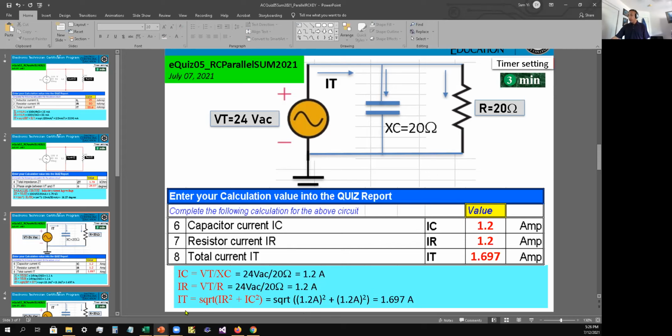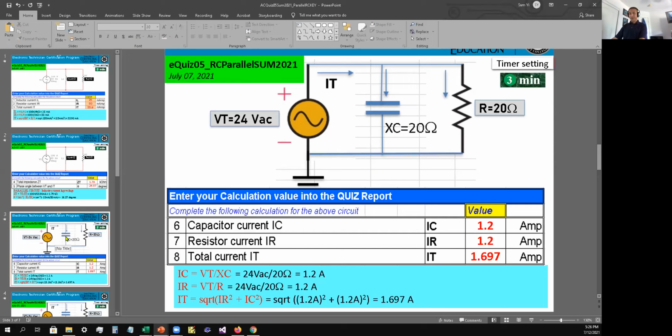Now we get the total current IT. IT equals the square root of the quantity IR squared plus IC squared, which is the square root of 1.2 amps squared plus 1.2 amps squared. You take the square root of that, and it comes to 1.697 amps. You can round it to 1.7 amps; that would be close enough. So I total is 1.697 amps, or like I said, you can round it up to 1.7, that would be fine. Any question on this one?